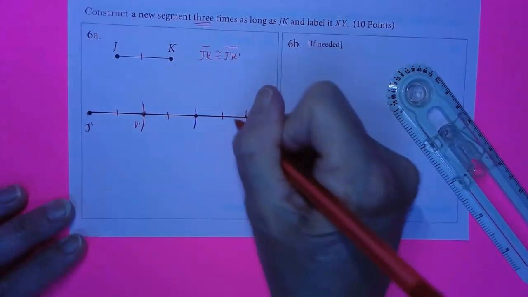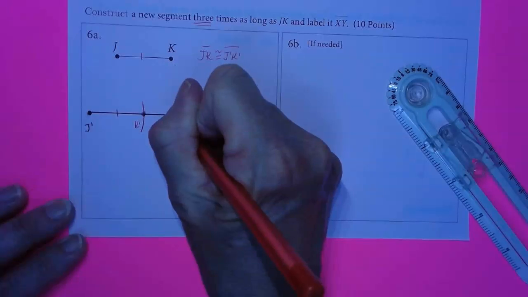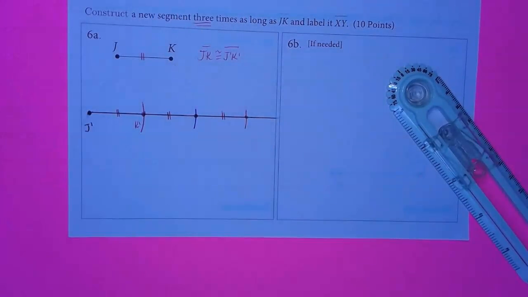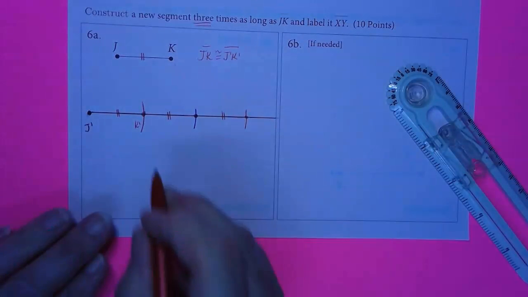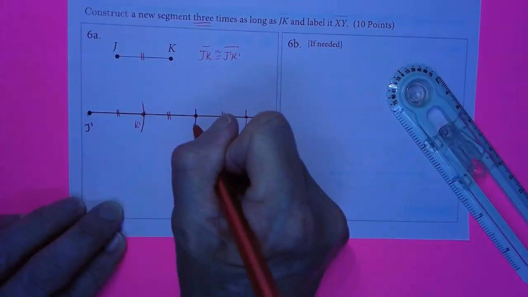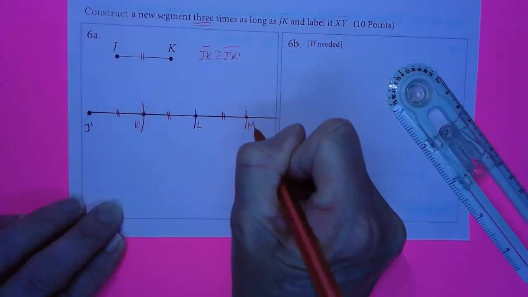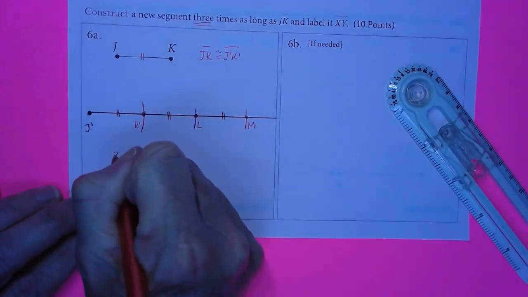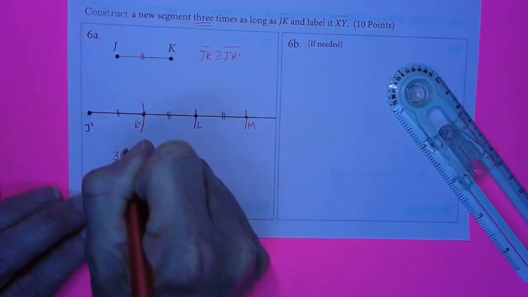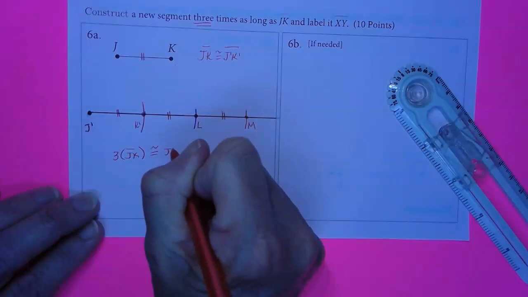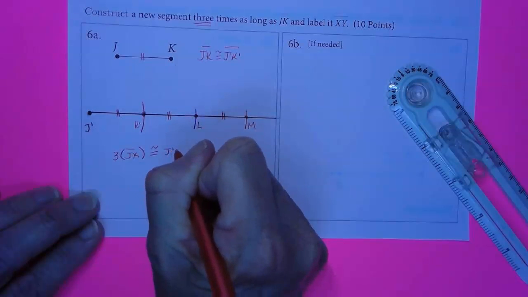If you want to use 2 tick marks so your arcs do not look like tick marks, come back and mark everything that's the same length with the same amount of tick marks. So let's call this JK prime. We'll call this point L. We didn't have an L. Point M. And we could say 3 times JK is congruent to J prime M.